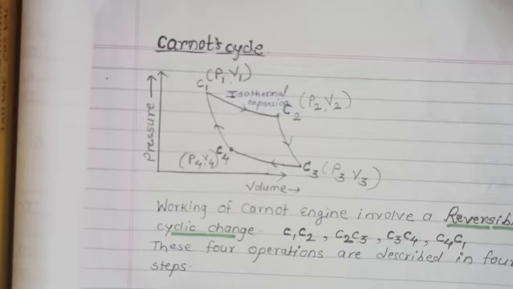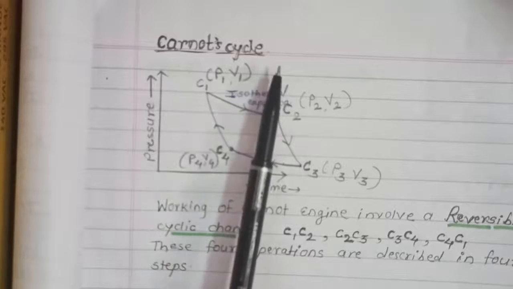Working of Carnot heat engine. The working of Carnot heat engine involves a reversible cyclic change, that is C1 C2 first step, C2 C3 second step, C3 C4 third step, and C4 C1 fourth step. These are the 4 steps or 4 operations described in the Carnot cycle.